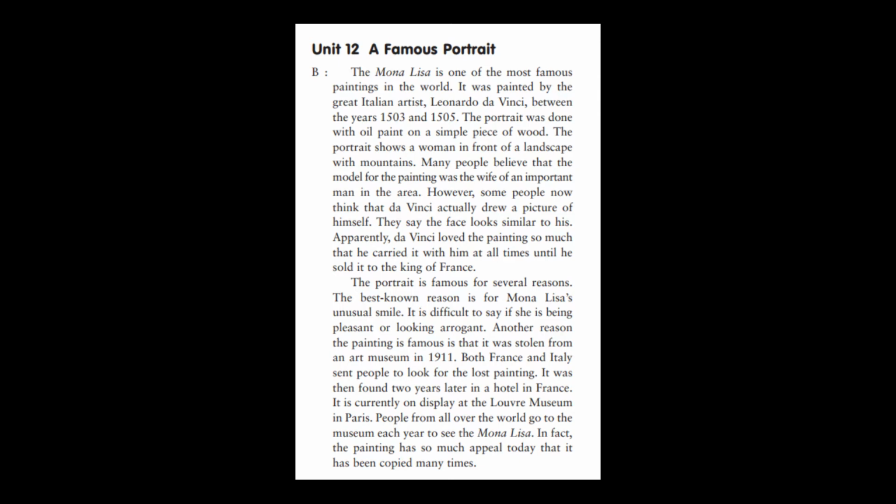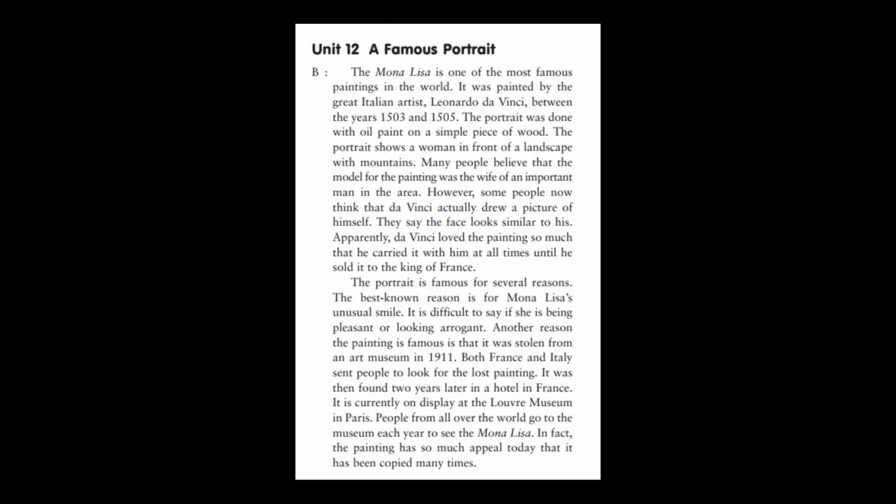The portrait is famous for several reasons. The best-known reason is for Mona Lisa's unusual smile. It is difficult to say if she is being pleasant or looking arrogant. Another reason the painting is famous is that it was stolen from an art museum in 1911. Both France and Italy sent people to look for the lost painting. It was then found 2 years later in a hotel in France.